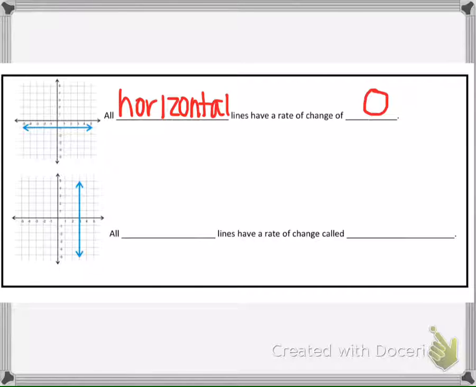Okay, so I remember that because it has the O in horizontal. So if it's a horizontal line like this, I remember it has a rate of change of 0.